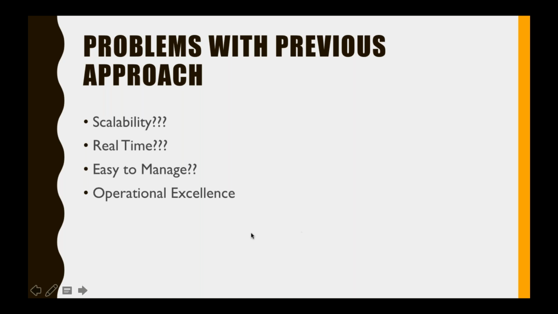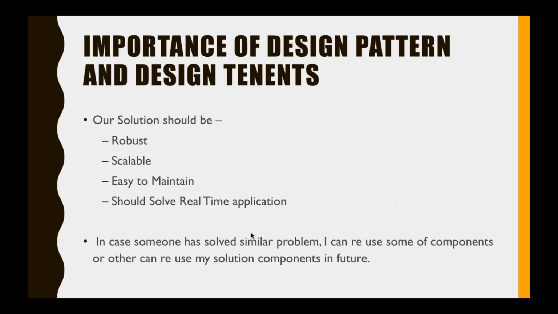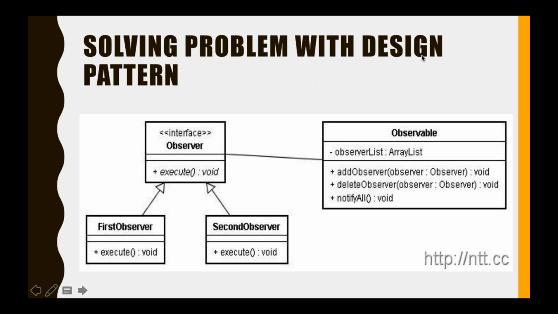So I'll show you. I think you're trying to tell this thing. This is a classic example of the observer design pattern, and this is a very classic class diagram for any observer design pattern, where we have an observer interface, and concrete classes like first observer and second observer, which implement this observer interface.